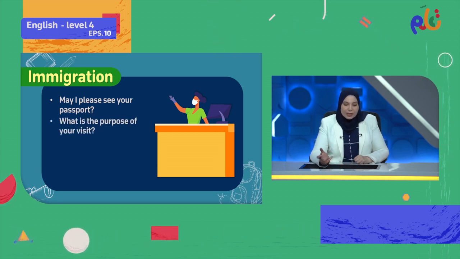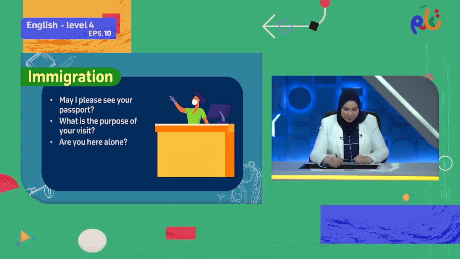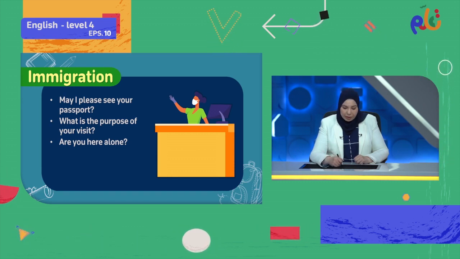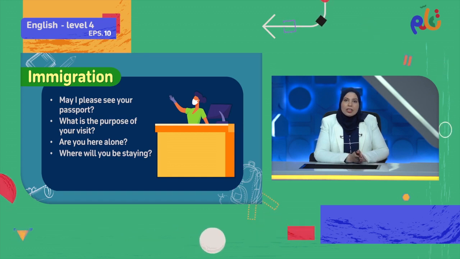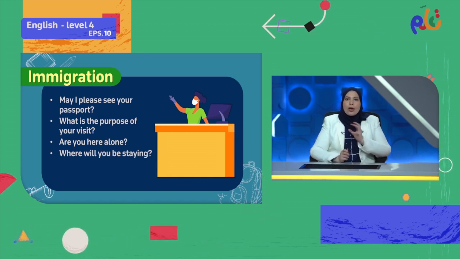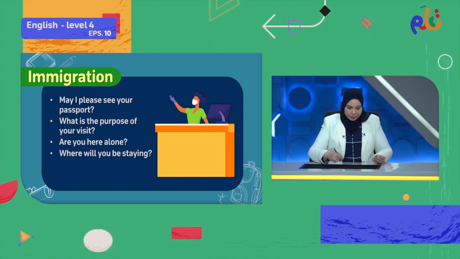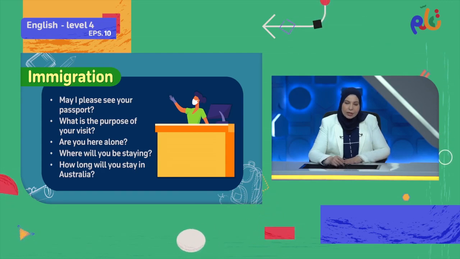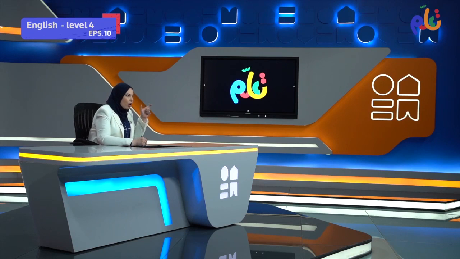What is the purpose of your visit? Still the immigration officer. Are you here alone? And this is still for the immigration officer. Where will you be staying? And this is the immigration officer trying to make sure that you have a place to stay in, whether a friend or a hotel booking. And how long will you stay in Australia or in Egypt or in America? So they are asking about the duration of your visit.